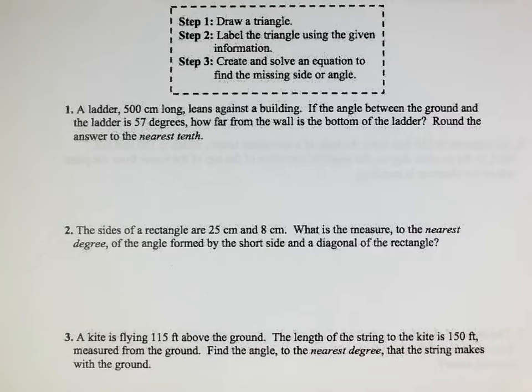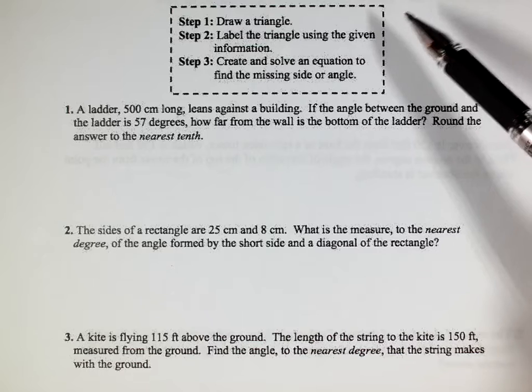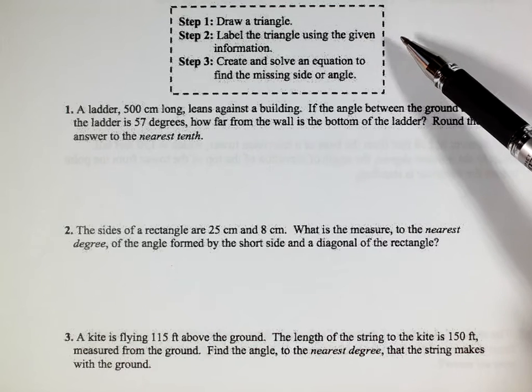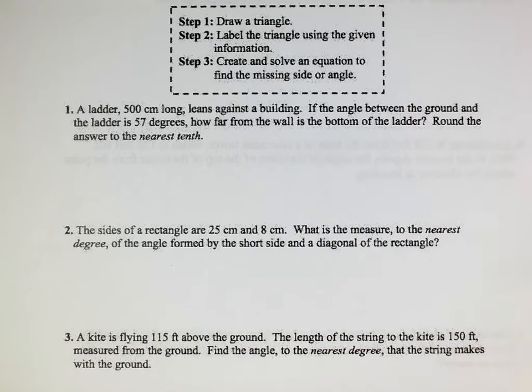For the last section, we are looking at applications. And the steps that we want to go through is first draw a picture. Anytime you can draw a picture, it's easier to figure out what's going on. Label the triangle given that information, and then solve the equation to find the missing side or angle.